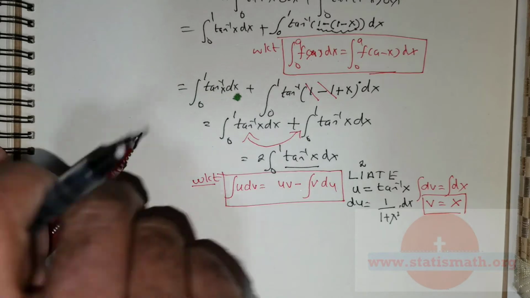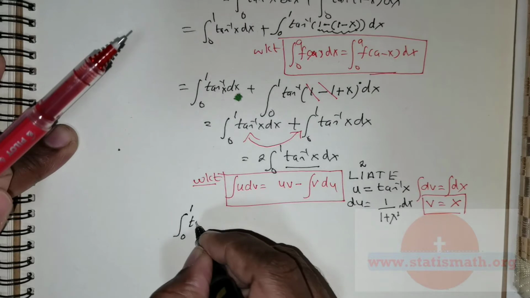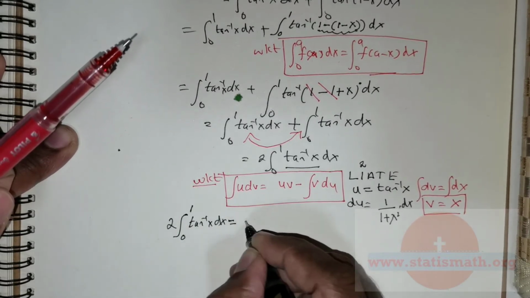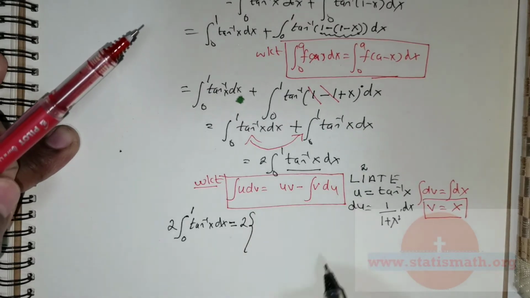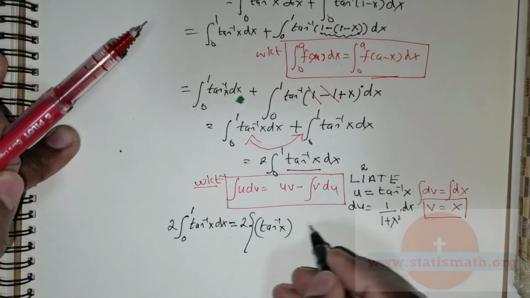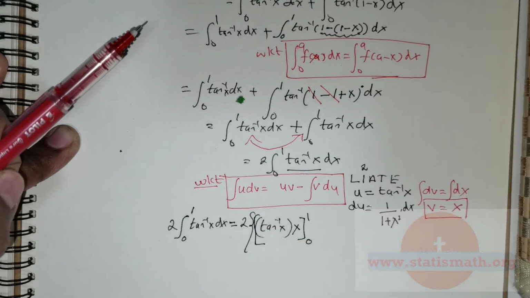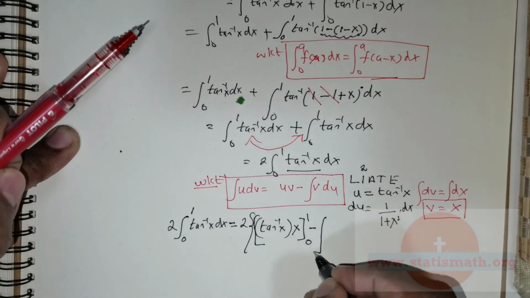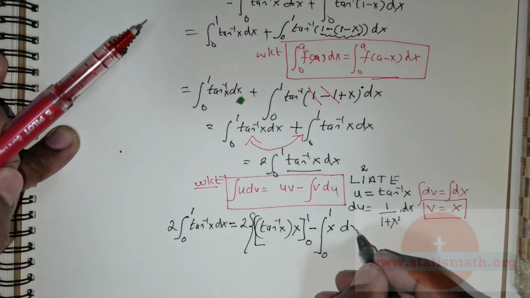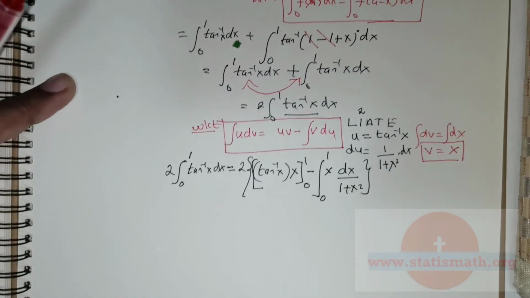Now substituting it in this formula, the integral from 0 to 1 of tan inverse of x dx, of course with the constant 2 there, is equal to 2 times uv. My u is tan inverse of x, multiplied with v, which is x. The limits are 0 to 1, followed by a negative sign, the integral from 0 to 1. My v is x, my du is dx divided by 1 plus x squared. So place it in the parenthesis.